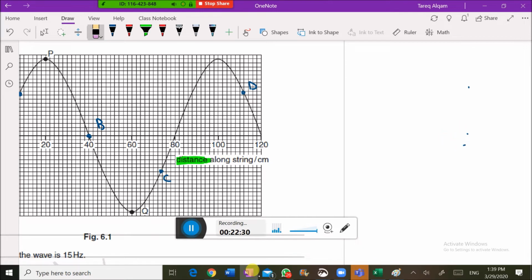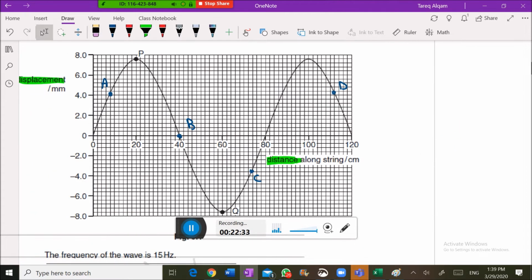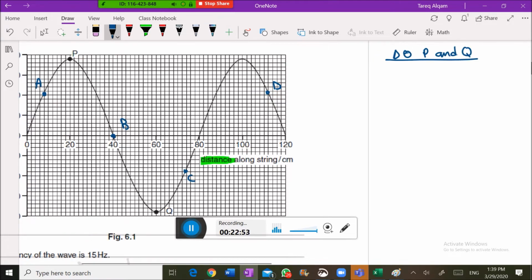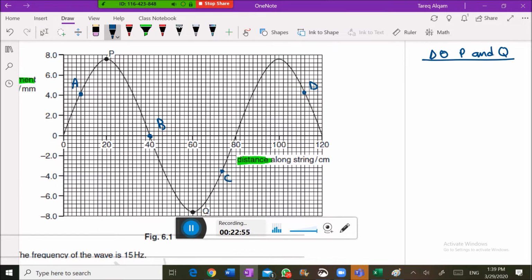Okay, guys, look at this. Now we might be asked to find the phase difference between P and Q. Pay attention, guys. To find the phase difference between P and Q on this displacement-distance graph, I will use this formula: x over lambda times 360. This is the phase difference.